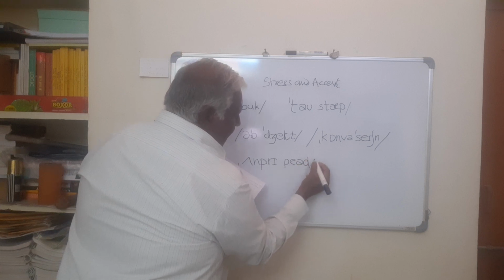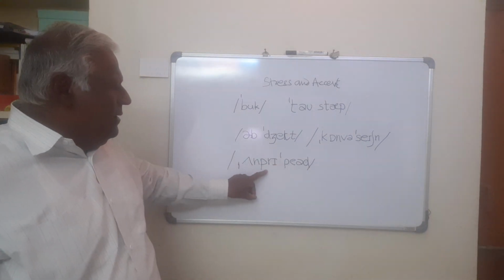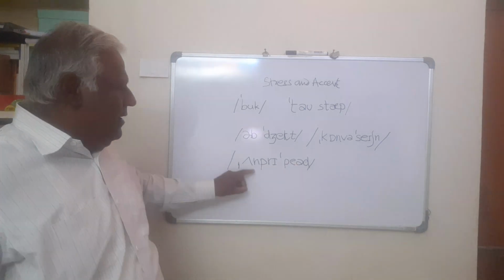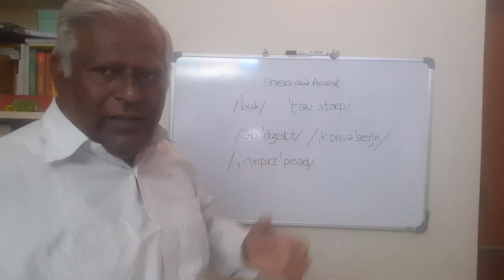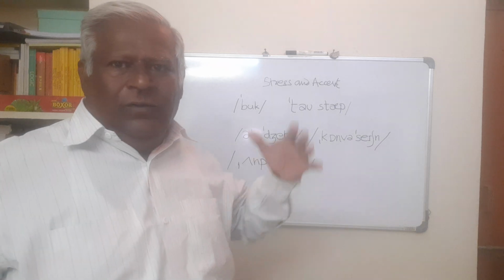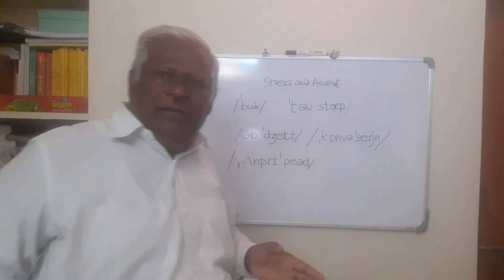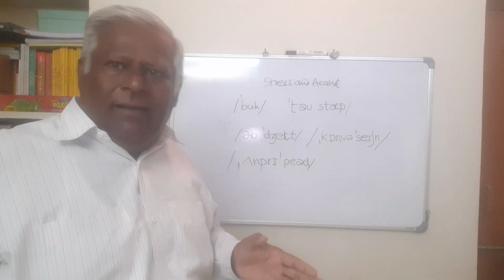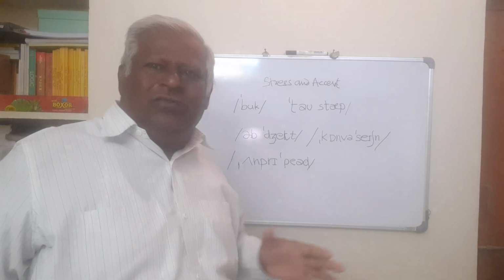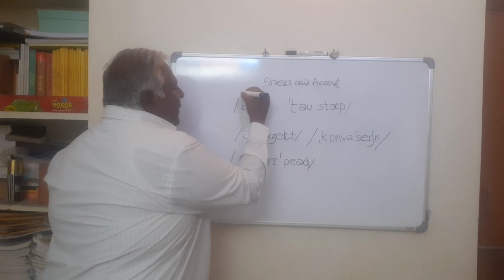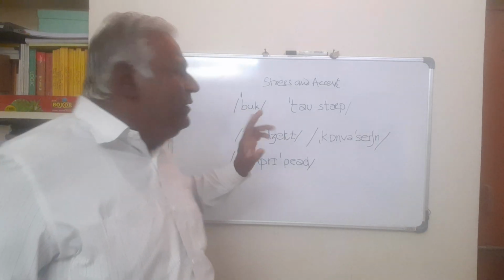Unprepared: this is primary and this is secondary. Conversation, unprepared. We have to practice, because stress and accent belong to an alien language. In monosyllabic words, there is no problem: book, pen, ink, map, tap, kill, fly, run. In all these monosyllabic words, the stress is on the first sound.